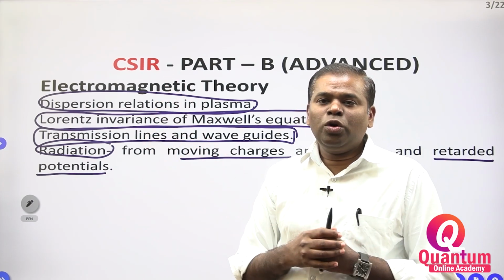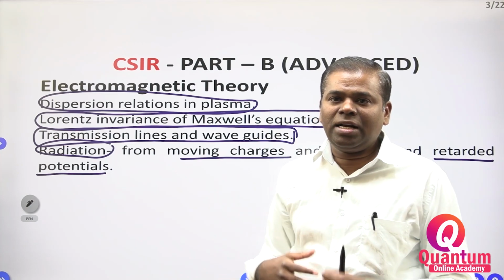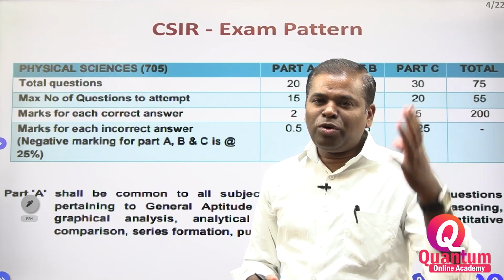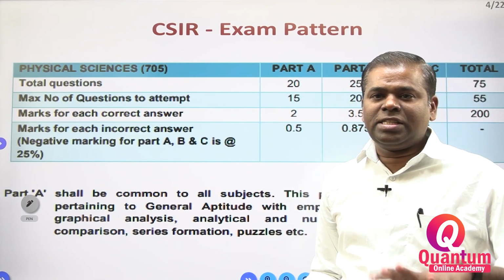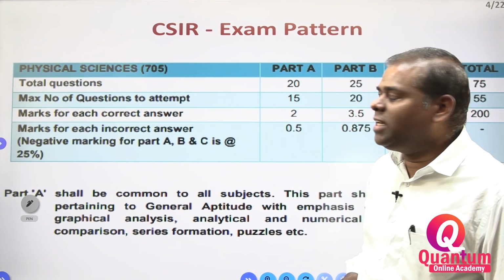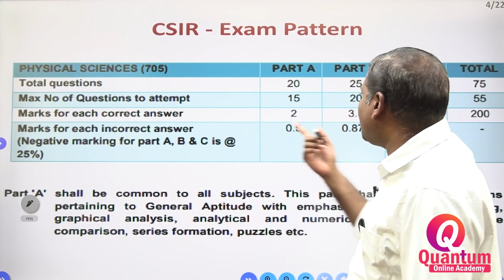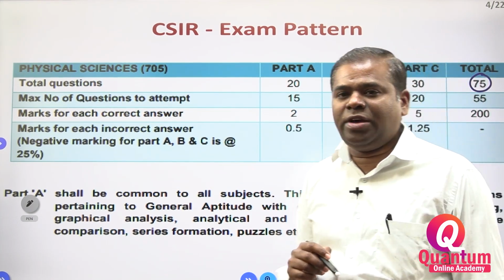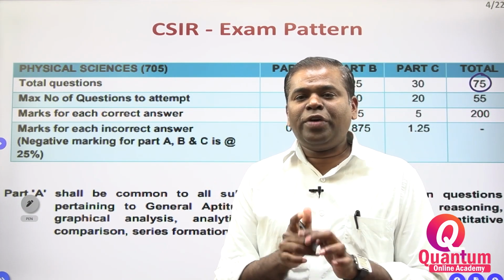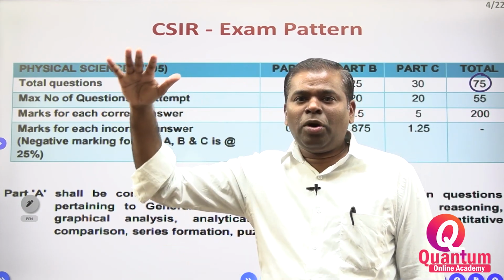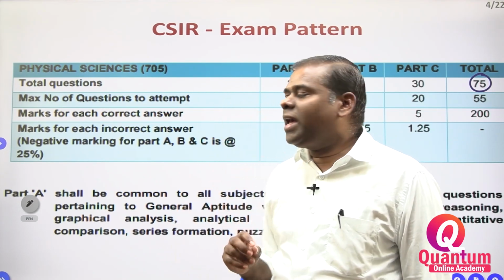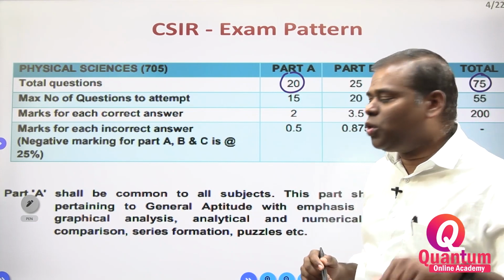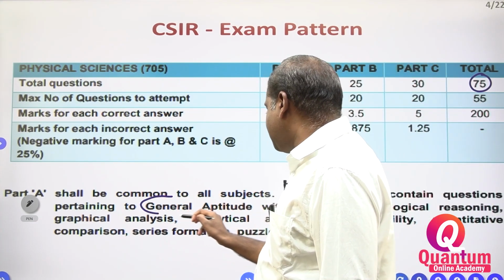How do we approach the CSIR exam pattern? Once you have seen, I have almost introduced all the theory in mathematical physics and classical mechanics. Total questions you get in the CSIR examination is only 75 questions. Out of 75, part A, part B, part C is there. In part A, how many questions will you get? 20 questions. They belong to the general aptitude.